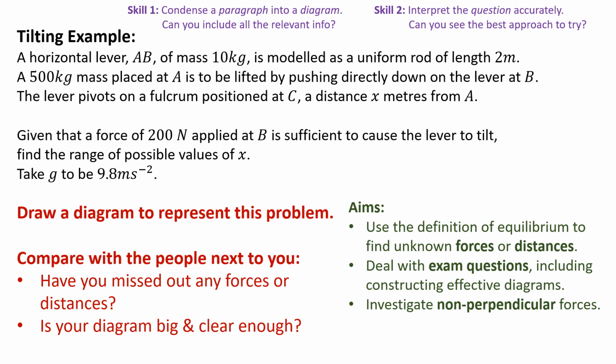And when you've done that, reread the question one more time to make sure you've not missed out any key information. In this particular case, the question is asking you to find the range of possible values of x, where x is the distance that a fulcrum will be placed. A fulcrum is basically the point at which the lever will pivot.